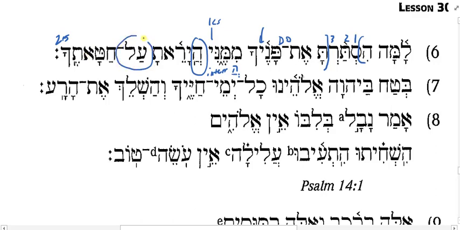Now, here the meaning of the al is a little bit different than what we're accustomed to thinking of. Al usually is spatial, so it's like over something, right? But here it's probably causal. Were you afraid because of your sin? Or maybe it could also have the sense of about. So were you afraid about your sin? Yeah, or on account of your sin. So that's 6.